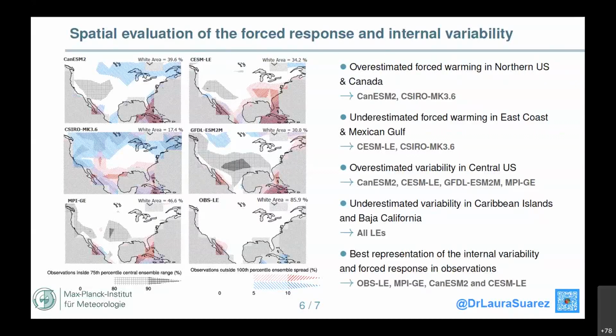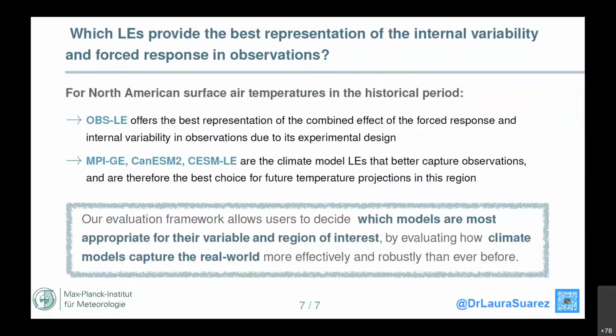So we've answered the question of which large ensembles provide the best representation of the combined effect of internal variability and forced response in observations for our case study of North American surface air temperatures in the historical period. We find that due to this experimental design, the observational large ensemble offers the best representation of this combined effect of forced response and variability in observations.